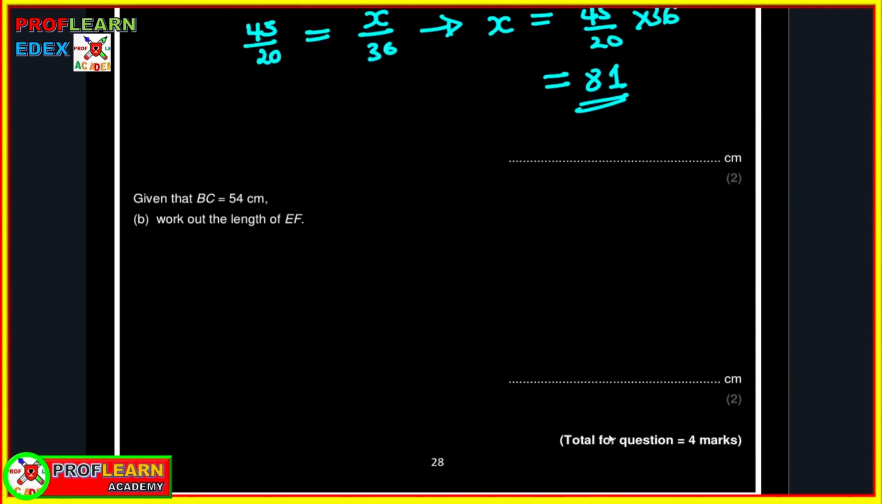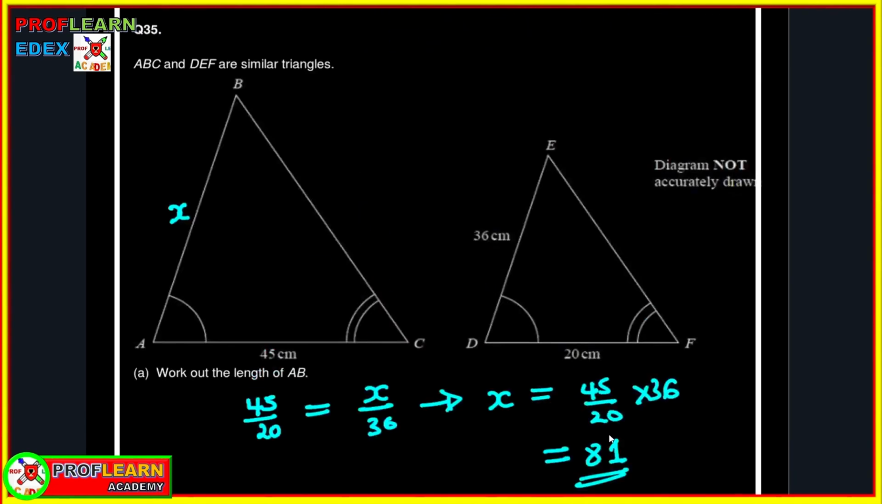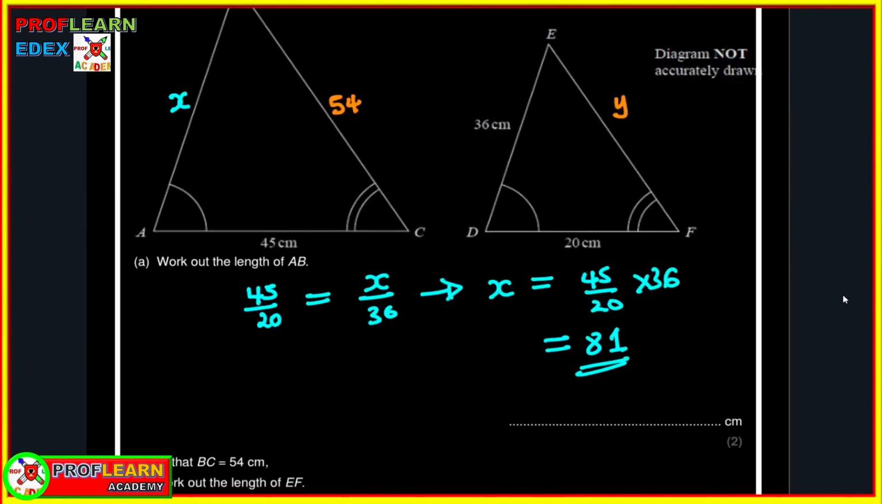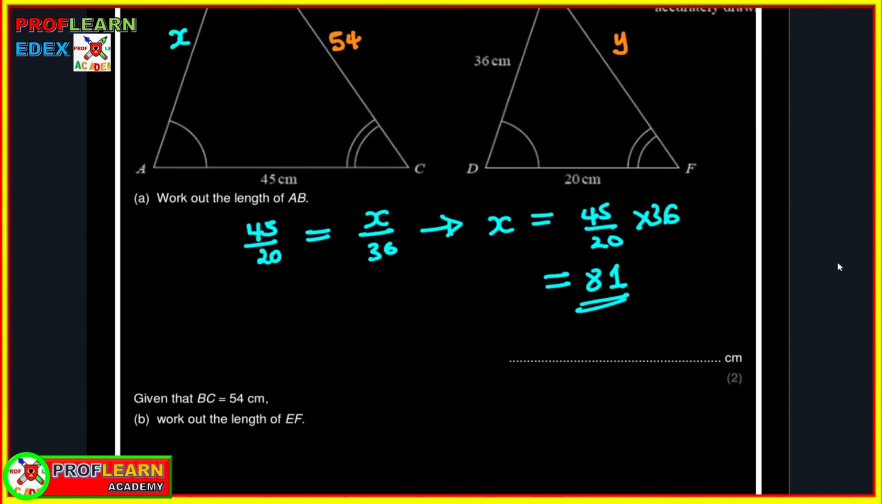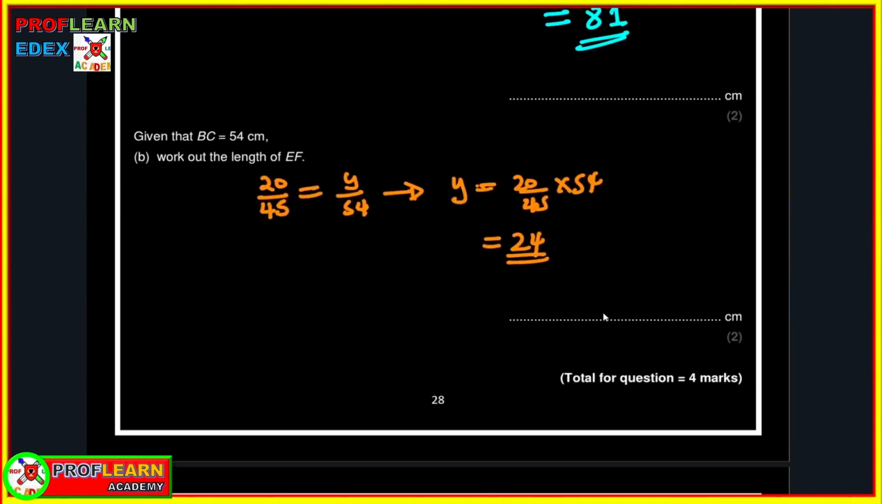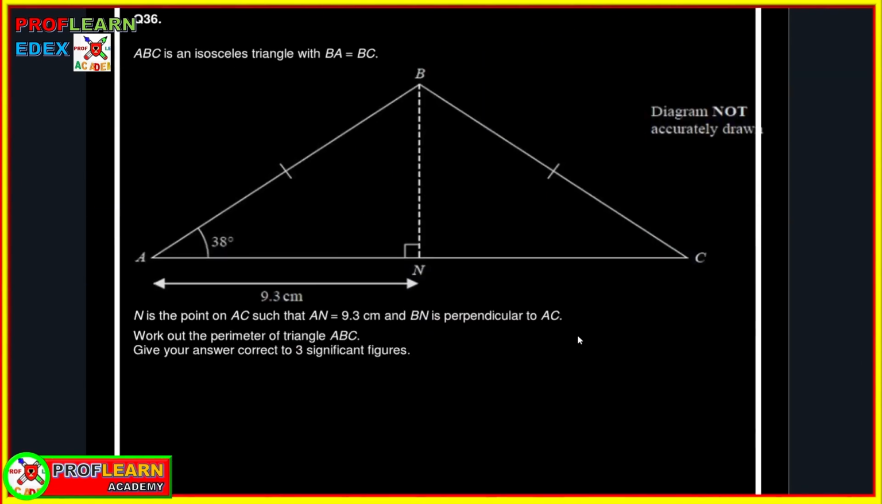81. And we're supposed to find EF. We can call it y. Because you are told that BC is 54, we can say 20 over 45 equals y over 54. So we can multiply 54 both sides, and if we work it out, we're going to get our answer as 24, like that.